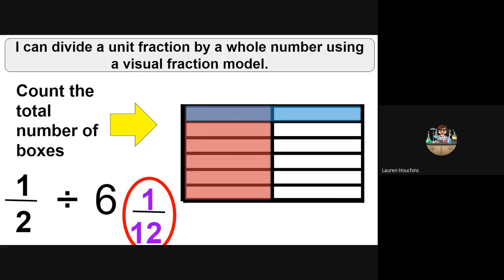We can also come to this answer by multiplying 6 times 2. That will also give us 12. And because we know that if we start with a unit fraction, our answer is a unit fraction, I know that that 12 has to be my denominator.